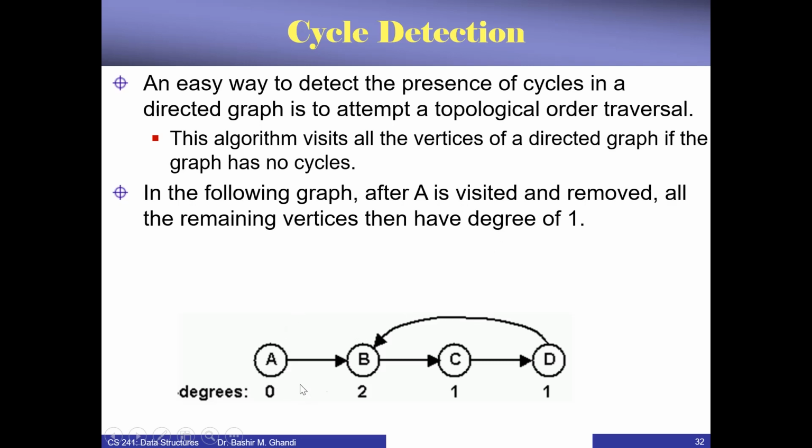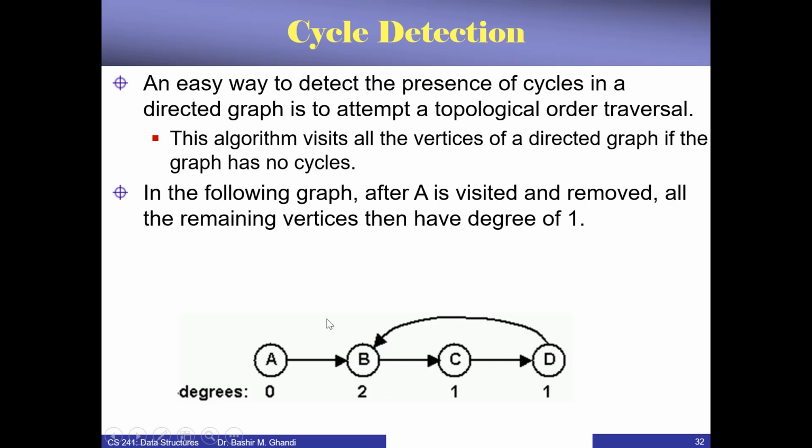Suppose you visit A. Right now, these are the in-degrees. As you can see, A has in-degree 0, B has 2, C is 1, D is 1. So, according to the topological sort algorithm, we should visit A first. Suppose we visit A and delete it. If you delete it, the degree of B will reduce to 1. And now you will be in trouble because there is no vertex with degree 0 that you can visit next. And the reason for that is because there is a cycle. As you can see, there's a cycle here.